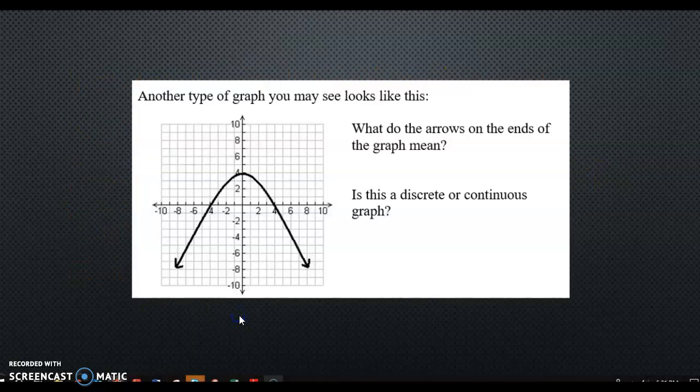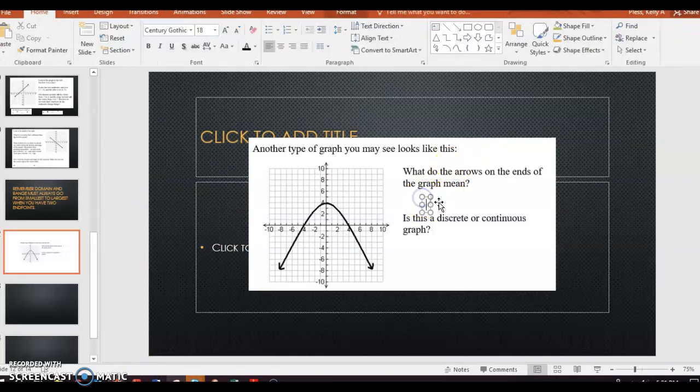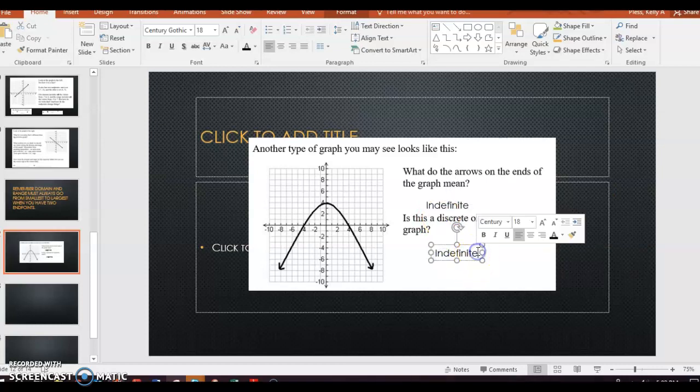Now, the other type of graph you may see is one that looks like this. What do these arrows mean on the ends? They mean indefinite. I should type that in there for you. Let's do another insert box. These are so much fun. Oh, I think I spelled that wrong. Let's make it black. Indefinite. That means it's indefinite, which means it goes on and on and on. Yeah, you're right. It goes on forever. That line is going to keep going on forever.